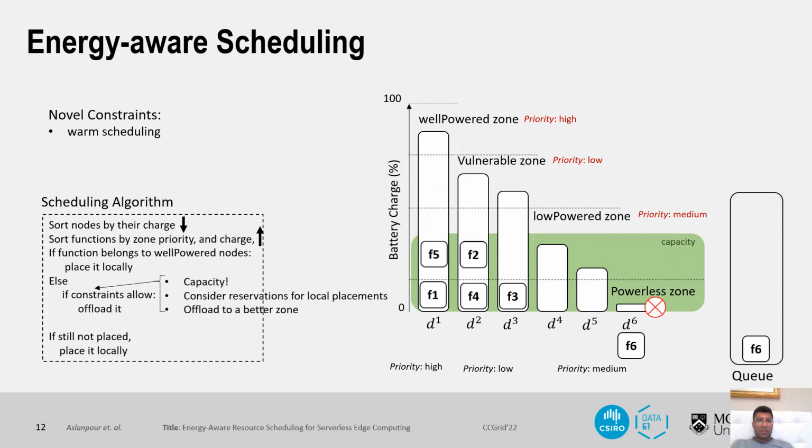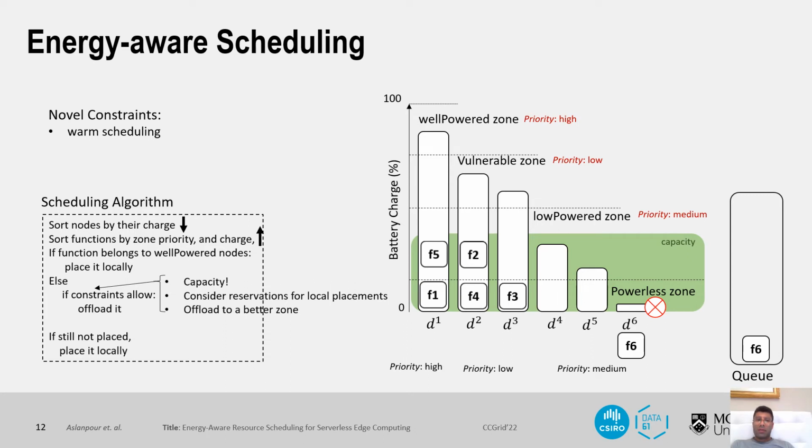But we have two novel constraints in this algorithm that are also going to work. One is warm scheduling. That means if a node is down, we can still offload its functions to other nodes.